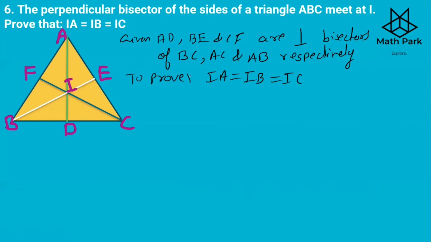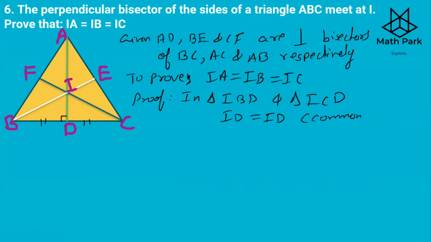Got it? So to prove this, IA is equal to IB. Now IA, IB, and IC, if I have to prove, they are the parts of these triangles. And this is the perpendicular bisector, so perpendicular bisector means these two parts are congruent. So we'll prove these two triangles congruent. We start with the proof. In triangle IBD and triangle ICD, what all things are given to us? We are given ID is equal to ID, a common side.